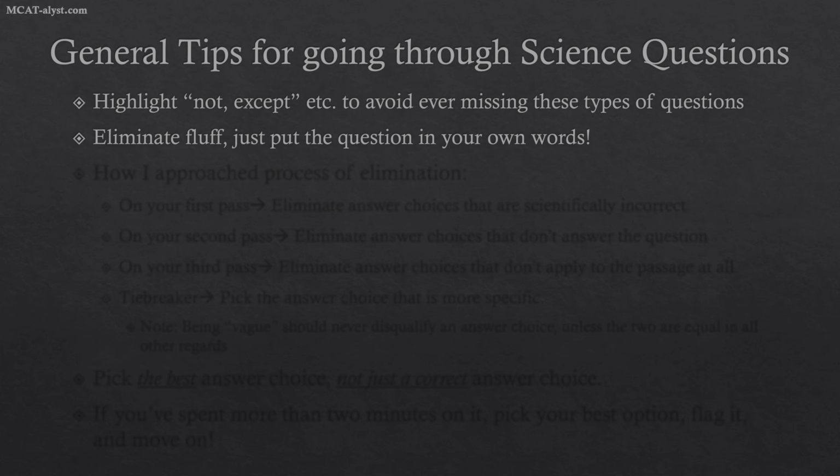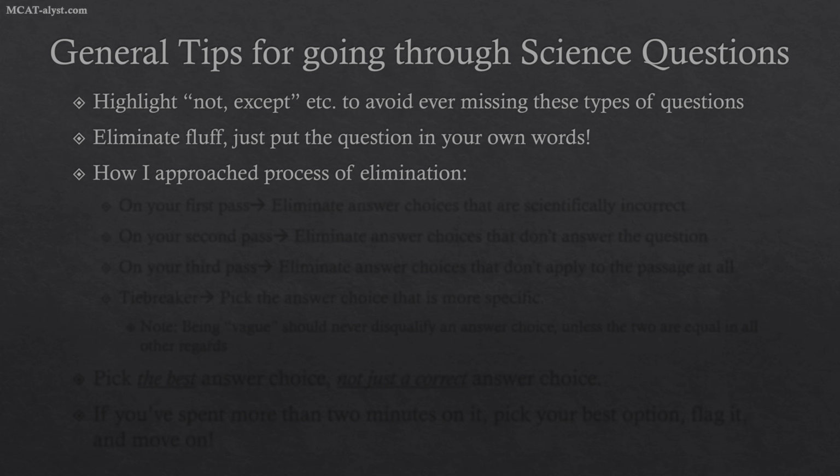Just identify the root of the question. What is the question really asking you? So every single time I go through a series of answer choices, I approach them the exact same way. And of course, that's going to be process of elimination. It's easier to prove things incorrect than it is to prove things correct.